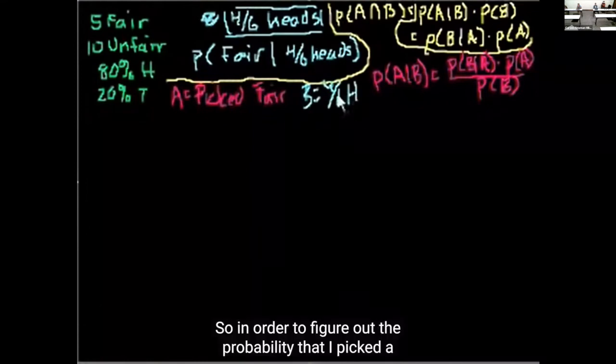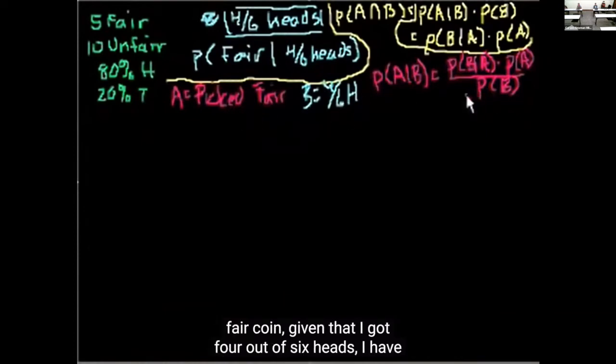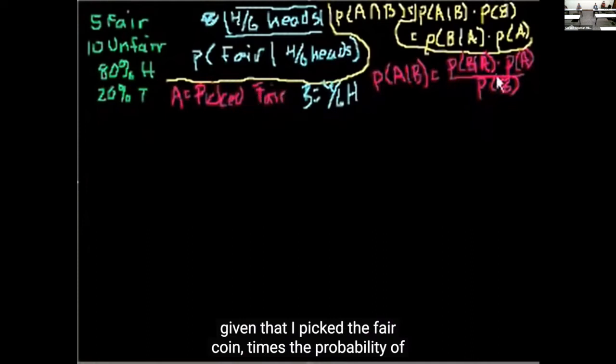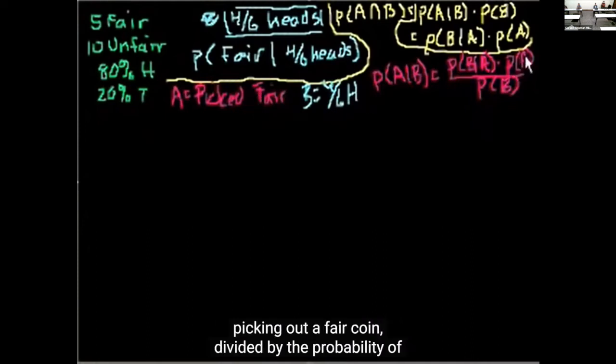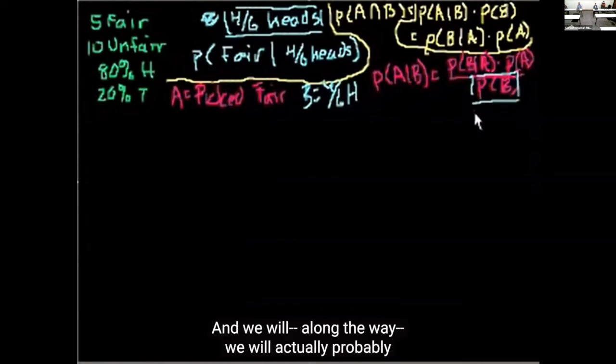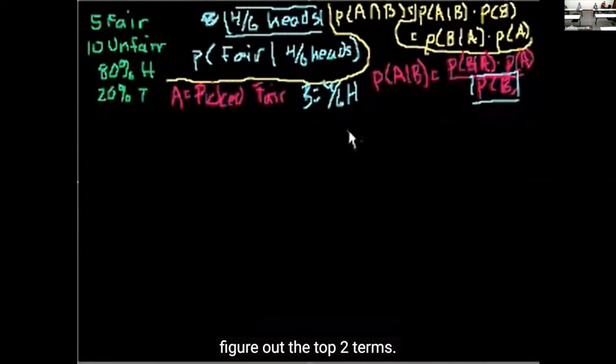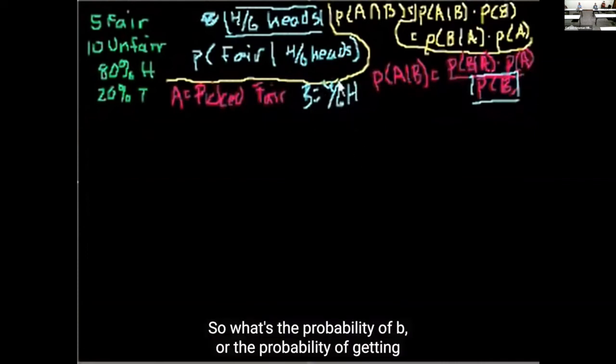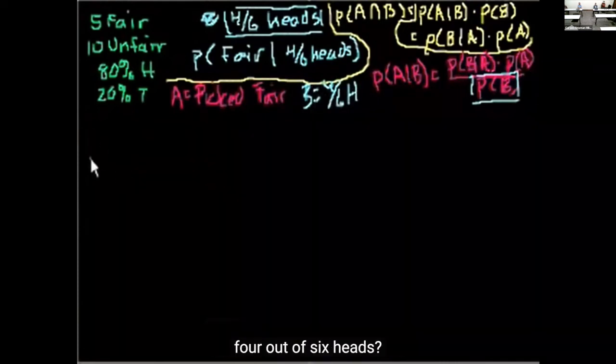So in order to figure out the probability that I picked a fair coin, given that I got 4 out of 6 heads, I have to know the probability of getting 4 out of 6 heads given that I picked the fair coin, times the probability of picking out a fair coin, divided by the probability of getting 4 out of 6 heads in general. So this is probably the hardest part to figure out. And along the way, we'll probably figure out the top 2 terms. So what's the probability of B, or the probability of getting 4 out of 6 heads?